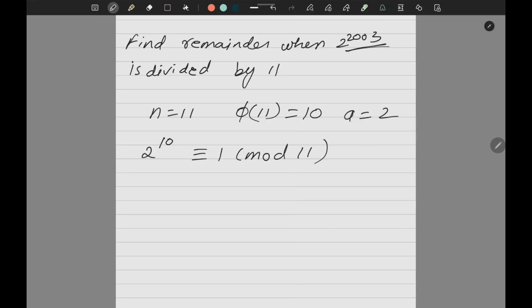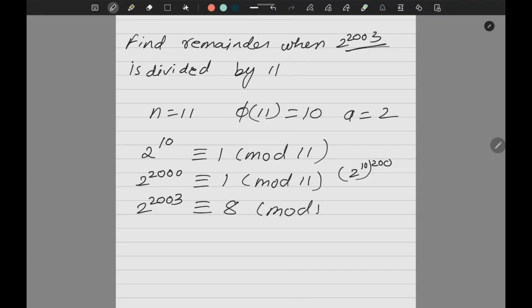So obviously if I raise it to the power 200, I'll get 2 to the power 2000, and 1 raised to the power 200 is the same only. So basically what I have done, 2 to the power 10 was there, and I did it like this. So I got 2000. Now I'm sitting at 2000. I need 2003. So 2 cubed should be multiplied on both sides. So it will become 2 to the power 2003, and this will become 8, mod 11. Correct? So what is the answer? The answer is 8.